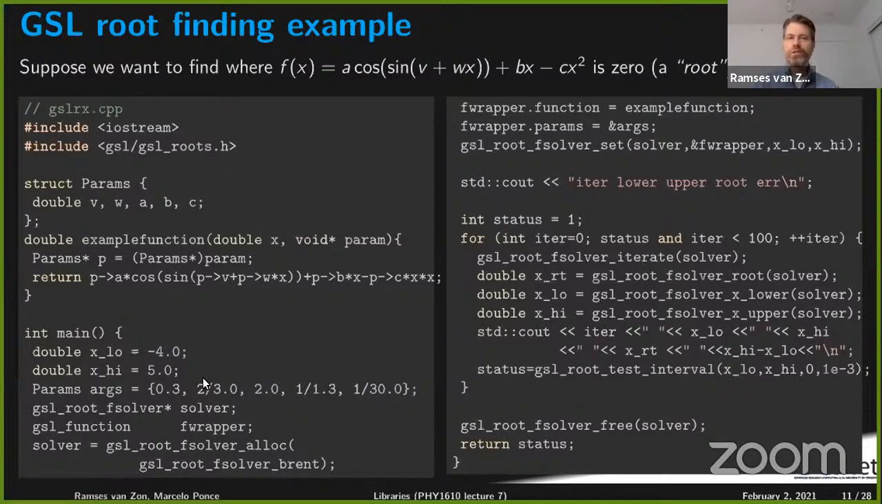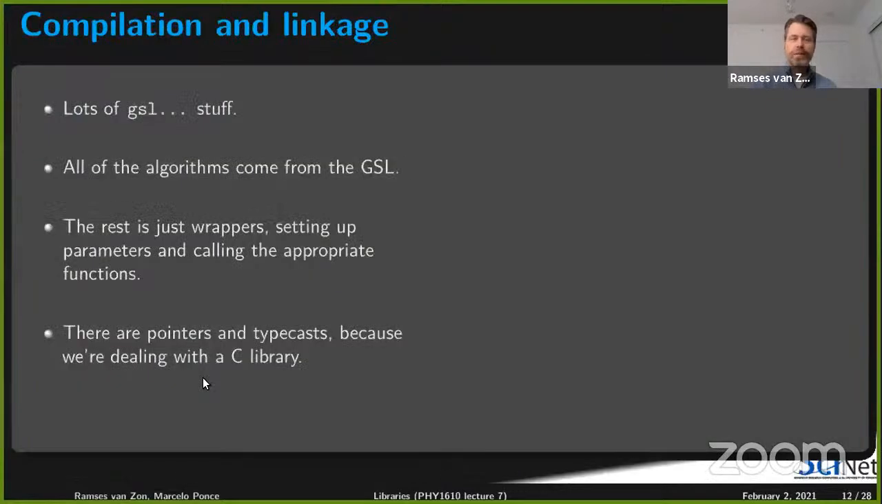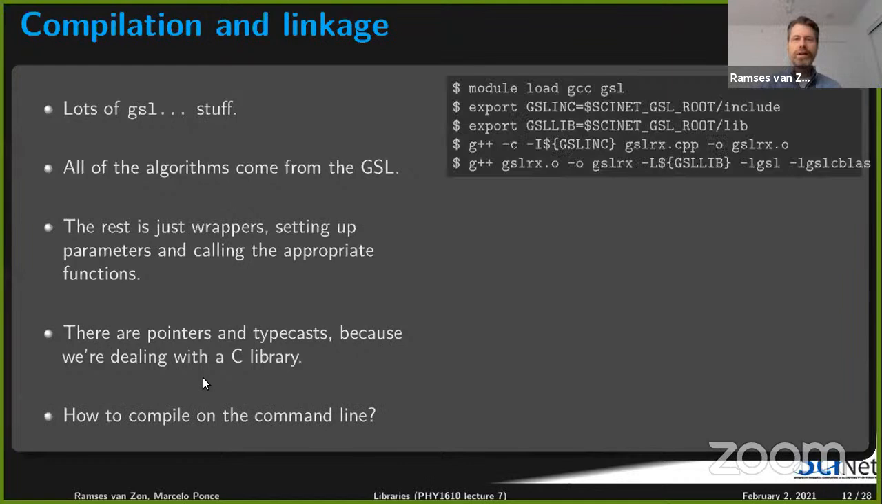Suppose the code works, is proper. How do we use it? So there's a lot of GSL stuff that all comes from the GSL library. And the rest is just wrappers. It's just setting up the computation. How do we compile this?